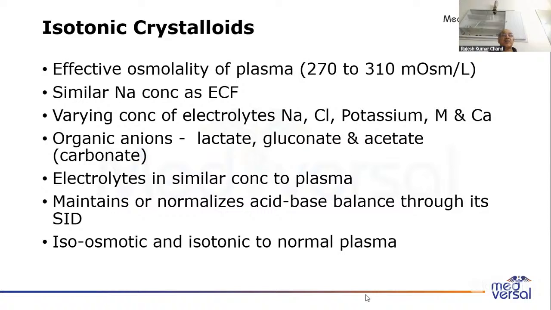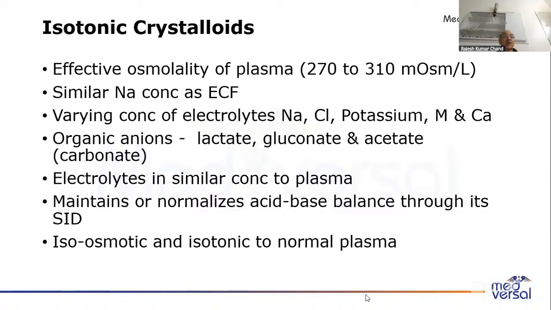Isotonic fluids have the effective osmolarity of plasma, which is 270 to 310. Their sodium concentration is similar to that of extracellular fluid, and these isotonic fluids can have varying concentrations of different electrolytes like sodium, chloride, potassium. Sorry, it's a typing error. It's magnesium and calcium. They can also have organic ions like lactate, gluconate, and acetate for the purpose of provision of bicarbonate. We don't have bicarbonate as an ion because it's difficult to maintain, it dissociates. So instead of bicarbonate, the fluids can have these lactate, gluconate, and acetate organic ions.